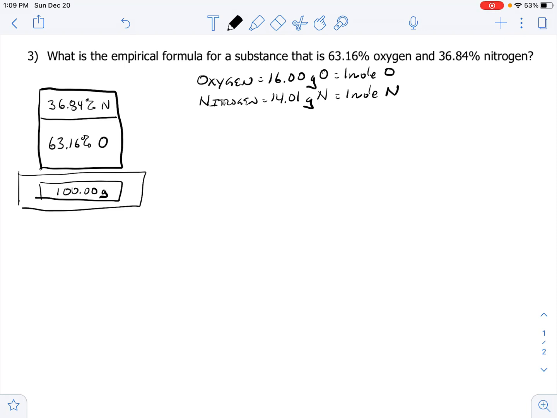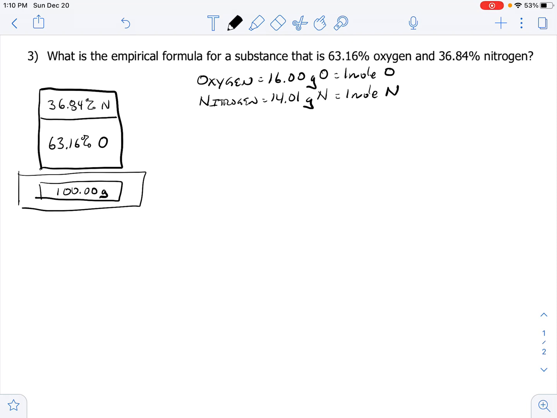What I've done on the left is I've put a sample of that oxygen and nitrogen stuff on a balance. And that balance says 100.00 grams. And you may be wondering, how do I know that it has a mass of 100.00 grams? And the answer is I don't. But 100.00 grams allows me to do the following.